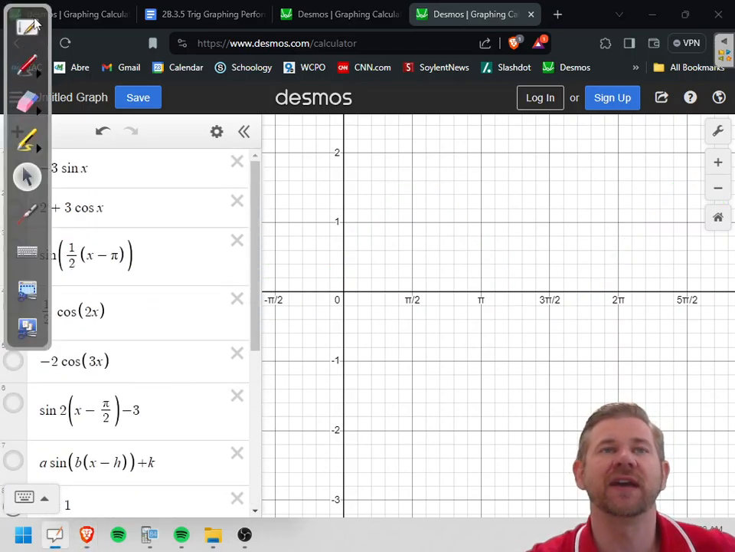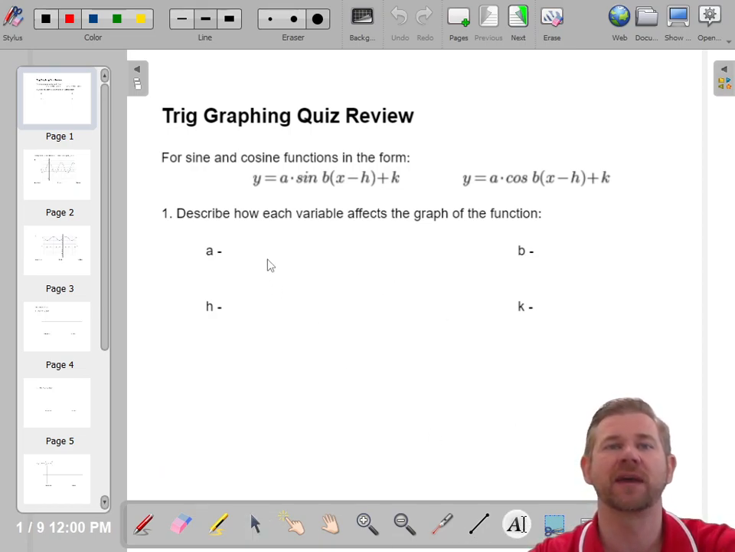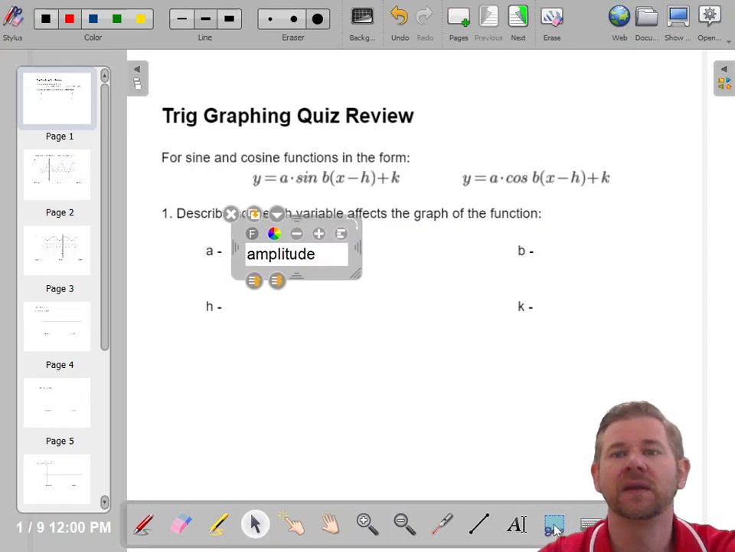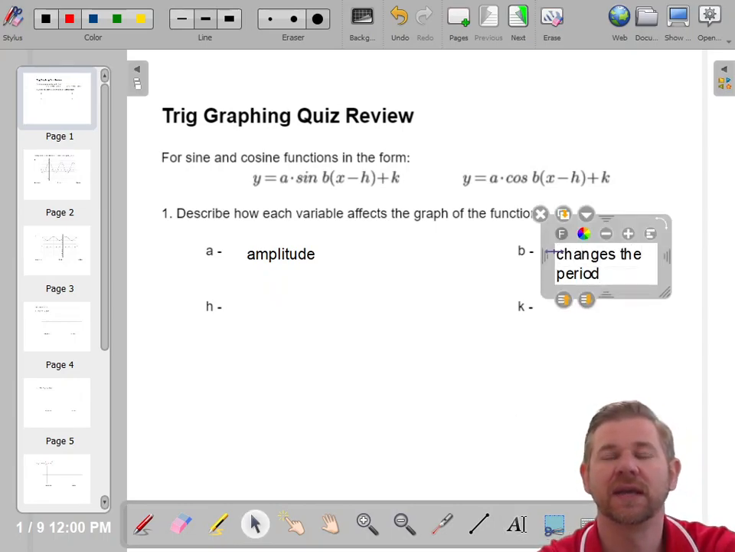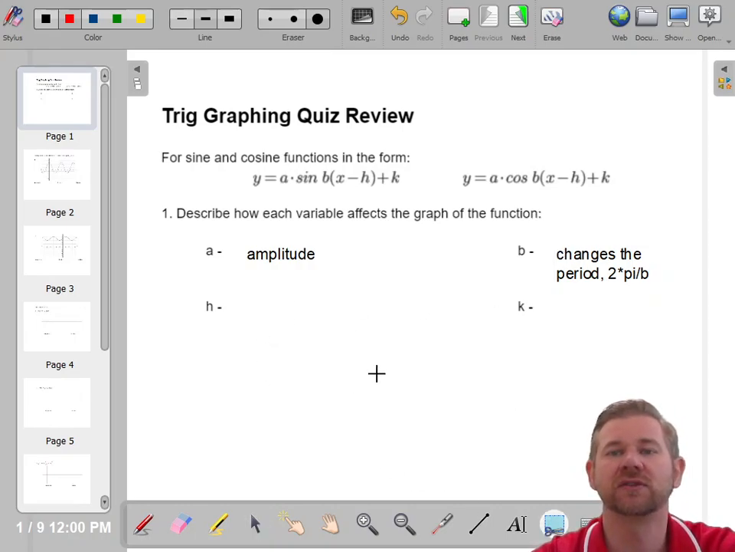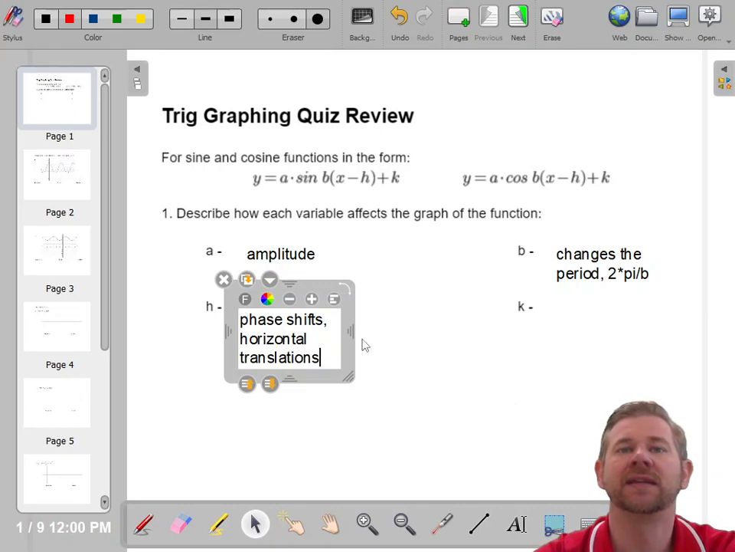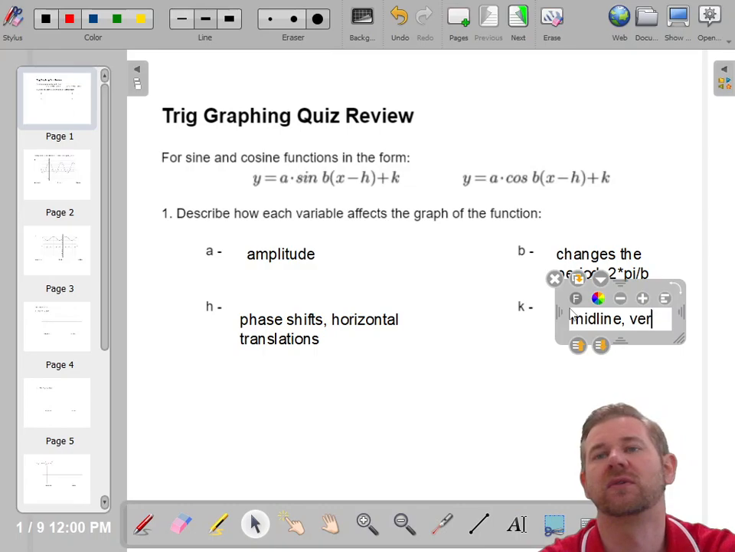All right, so we're going to graph a handful of these problems. I just went through this, so I'll say the vocabulary you need is A is the amplitude. That's above and below the midline. B changes the period, and it's 2 times pi divided by B to find the period. H, these are called phase shifts. These are horizontal translations. And then K is the midline, which we'll call a vertical translation.